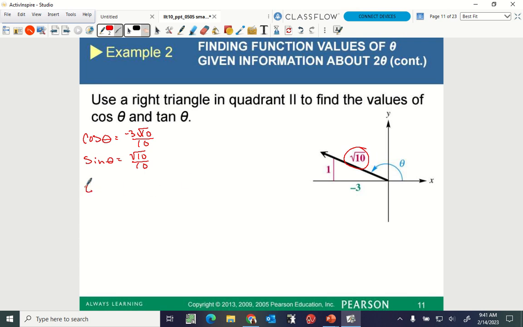Next one's tangent. Tangent is y over x, so square root of 10 over negative 3 rad 10. What's going to happen to those radicals? They're going to cancel, right? And what's going to be left in place of it? 1. So it's going to be negative 1 over 3.